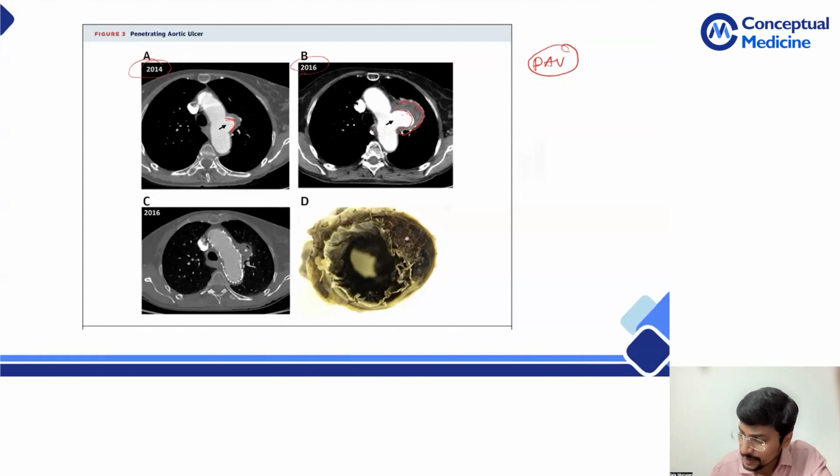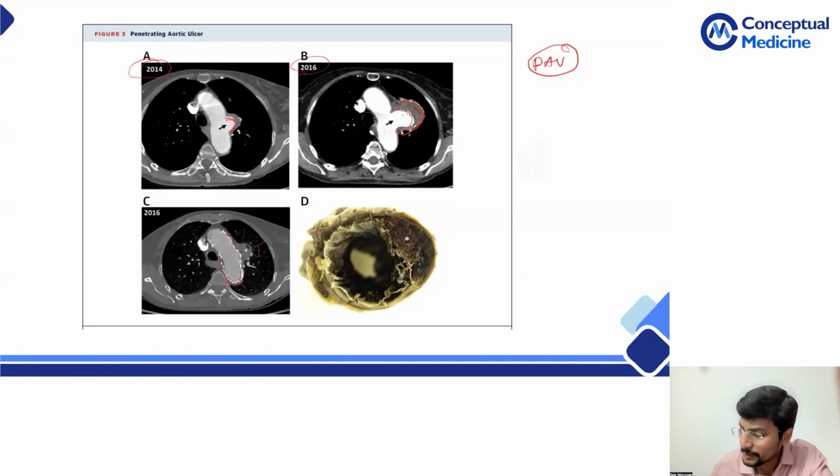The C image is post repair. They have put a stent graft. These white interrupted lines are the stent. Because we have put a stent graft, this is reduced in size, and this is thrombosed. So this is the treatment. This is what we do in endovascular repair.